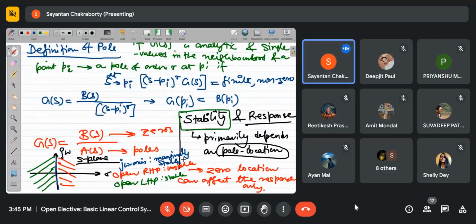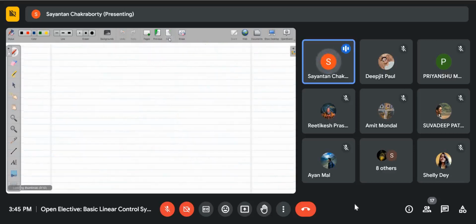So the main concern here is once you obtain a model of the system, then just by looking at the model, you can predict the nature of the behavior of the system. Okay, this is the transient behavior of the time response of the system.